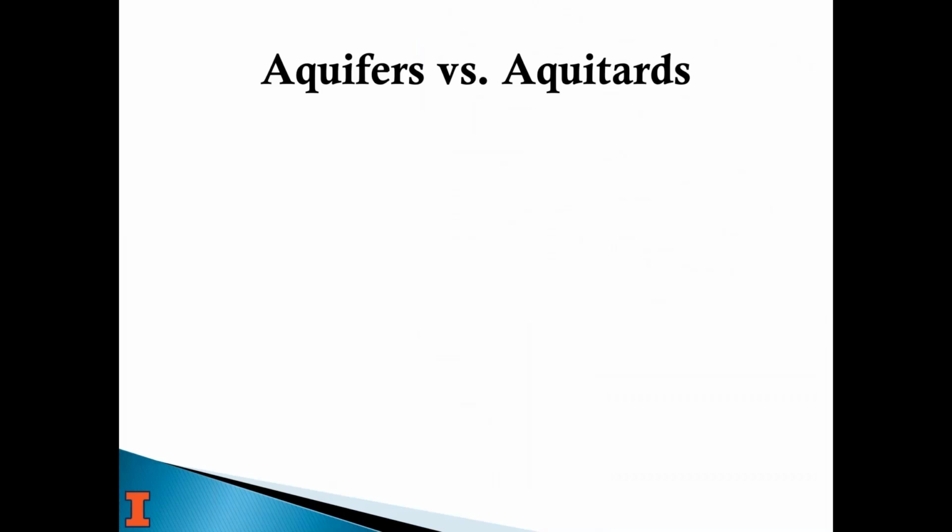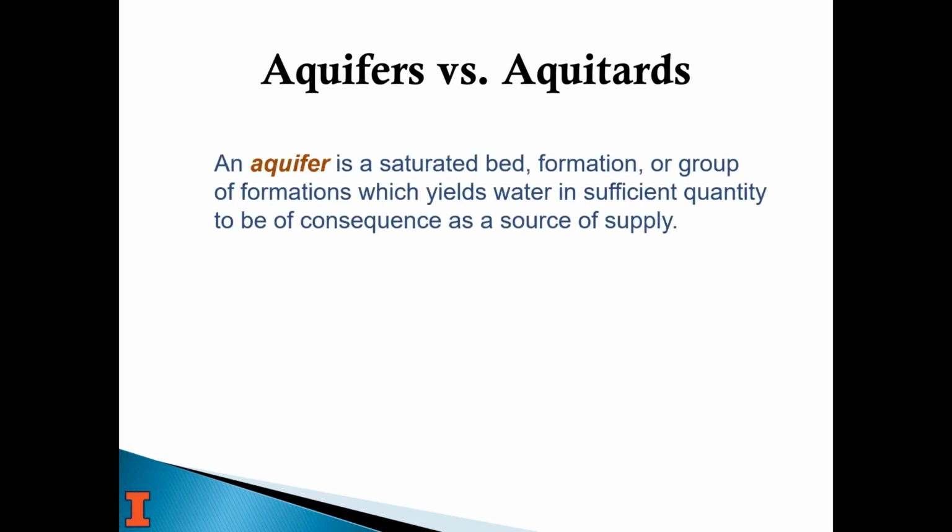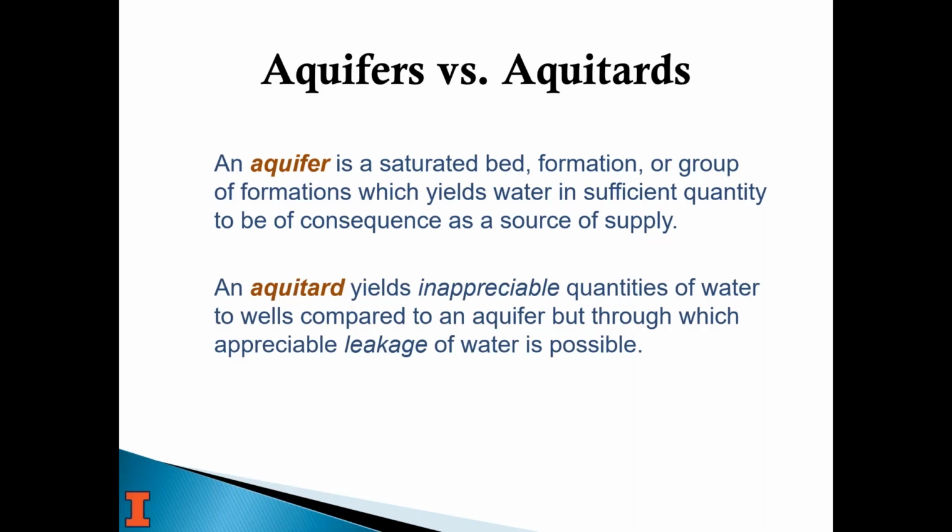So a little more about groundwater. This is meant to be more of a class on basic groundwater principles. So we're going to talk about what an aquifer is versus an aquitard. So, sand and gravel is an aquifer, fractured bedrock is an aquifer. That means that geologic formation will yield enough water to be a source of supply for a well, versus an aquitard, which means it won't.